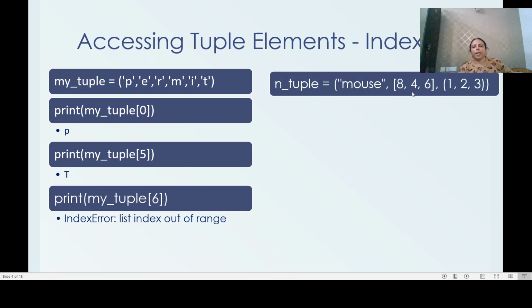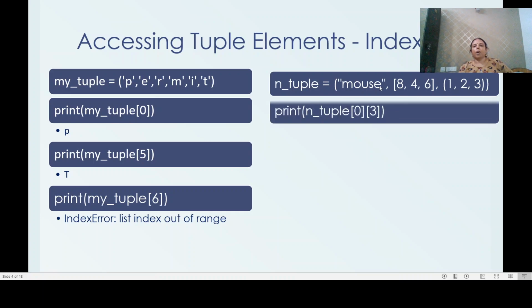I have the first item as a string, "mouse", the second item is a list, and the third item is a tuple. Now if I give 0, 3, it means that in the 0th item, that is "mouse", I am referring to the value at the third index. Within this, the indexes are 0, 1, 2, 3. So I will be getting the output as s. Okay, so this is a string.